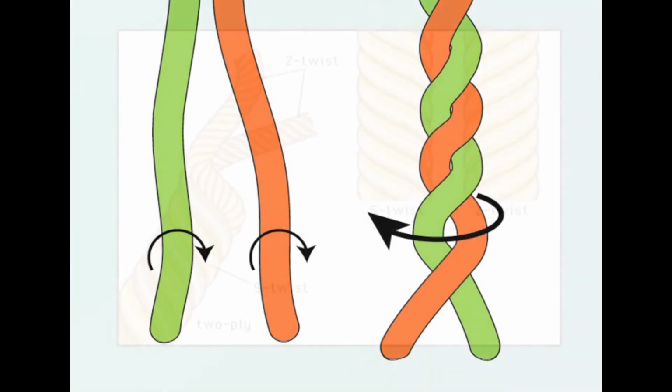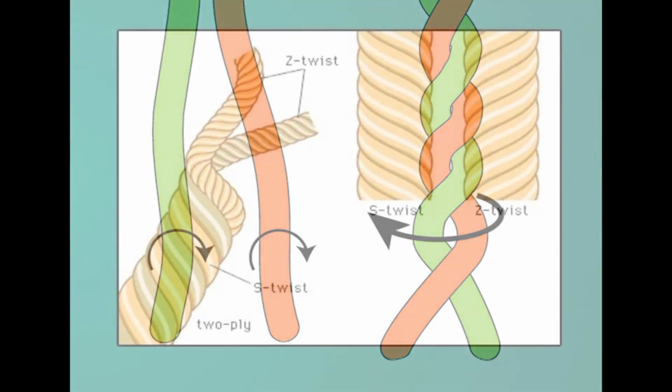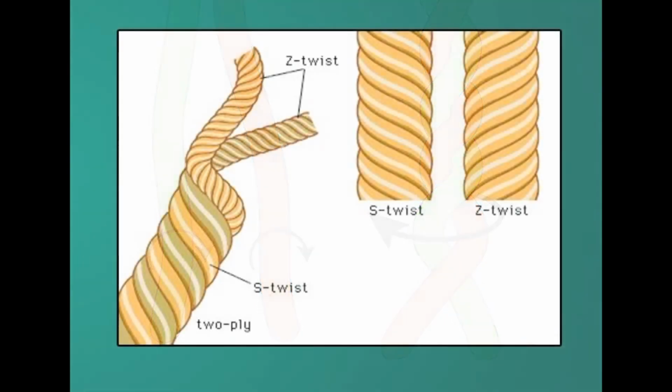Now, we see that there are different types of twists given, S type and Z type. So, here in case S type twist is given to both the yarns, then in case it is being plied, then Z type twist is given. So, this gives a very textured effect and different effects on the fabric later on.